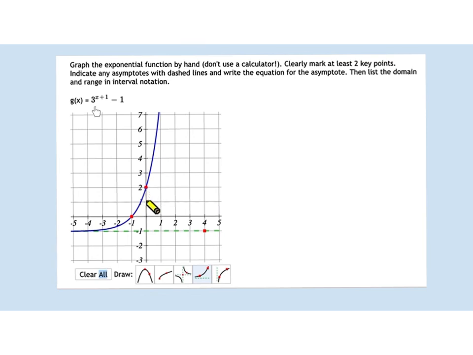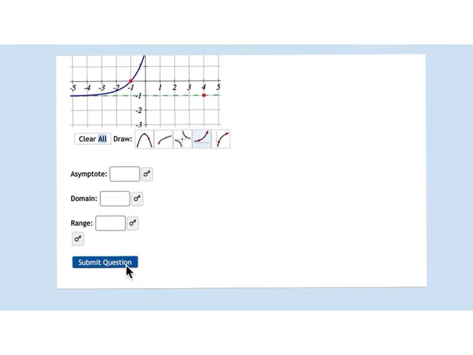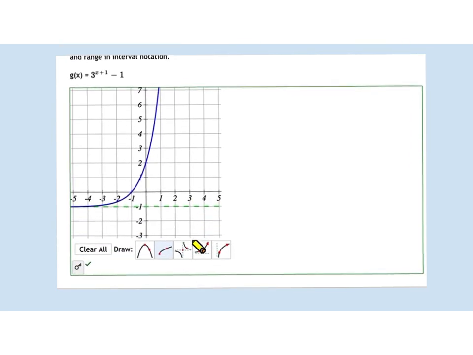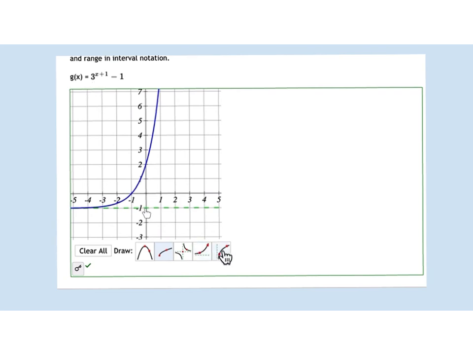The next thing we need to do is find the second point, and we're going to check our answer here. So to find the second point, which we found right here, that's just the 3. That means it's 3 units above that asymptote.